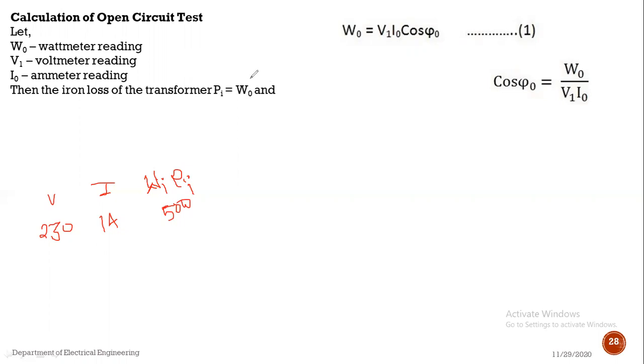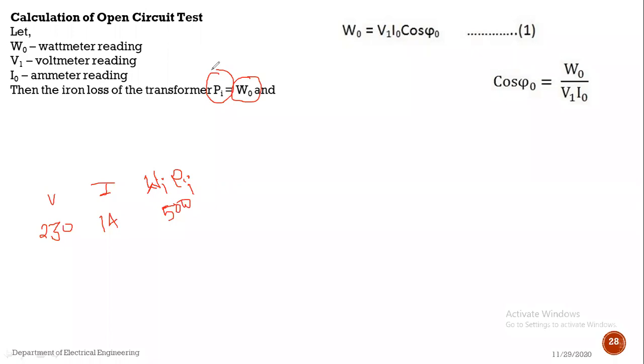सप्लाय कडून घेतलेली जी काय पॉवर असेल तेच ट्रान्सफॉर्मरचे आयर्न लॉस असतील. Because there is no load on the transformer. ट्रान्सफॉर्मर वरती लोड नाहीये. OK, so the power requirement of that transformer is to only overcome the no load losses. No load losses overcome करण्यासाठी फक्त power लागेल.